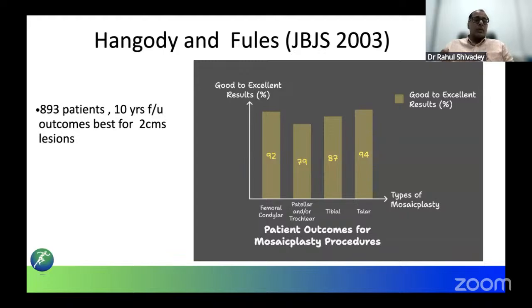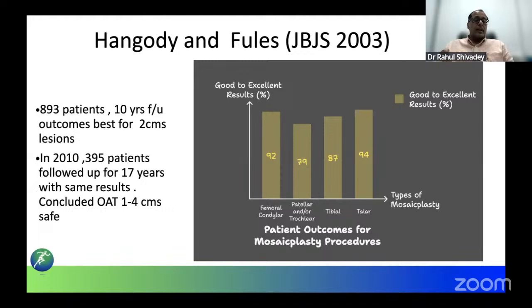Dr. Hangody used to call it mosaicplasty, because he would put in multiple small plugs. And this is the largest follow-up they have, 393 patients followed up for 17 years, and again they replicated the same results. So this shows that osteochondral autograft transfer has been there for a long time and has been shown to work. Toward the end of my presentation, I will share some video which Dr. Hangody shared with me, by his courtesy, and you will see the fantastic results of osteochondral transplantation.